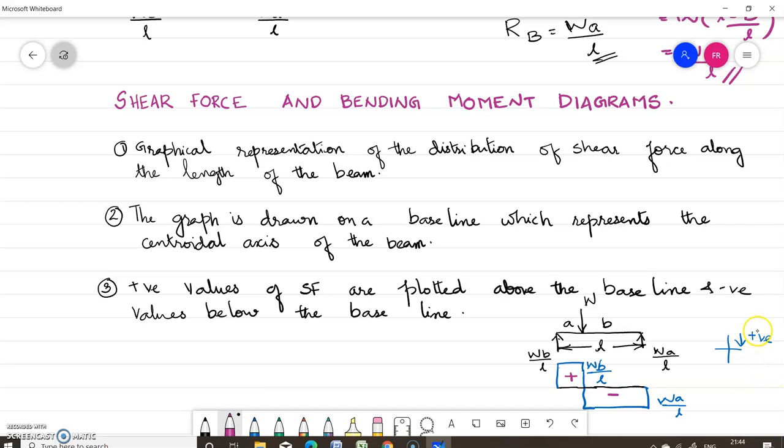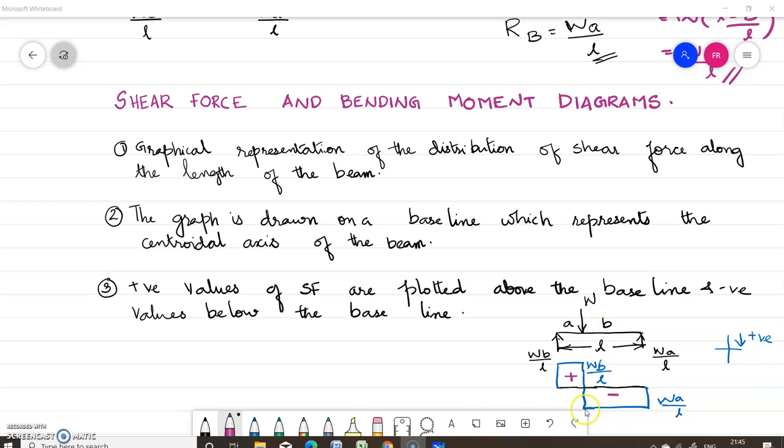So what is the sign convention? All the forces to the right of the section acting downwards are positive. So our sign convention is right downwards positive. You consider this Wa by L reaction is acting upwards. So right upwards is negative. So you have to plot the shear force value downwards, that is below the baseline. So this value is Wa by L. It remains constant up to this loaded point.